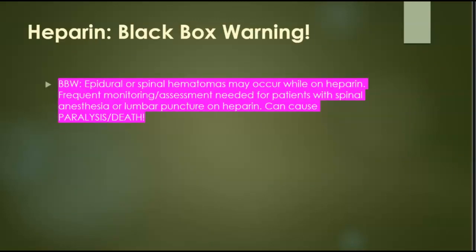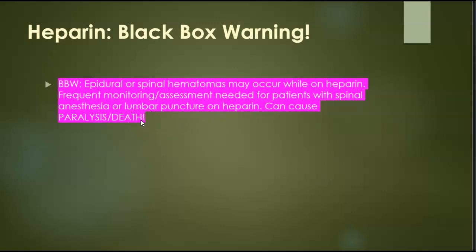Heparin has a black box warning. Epidural or spinal hematomas, which are like little tiny blood clots or little bruises, may occur while on heparin. Epidural or spinal means in the CNS, the central nervous system. It requires frequent monitoring assessment for patients with spinal anesthesia or a lumbar puncture who are on heparin. It can cause paralysis and death.